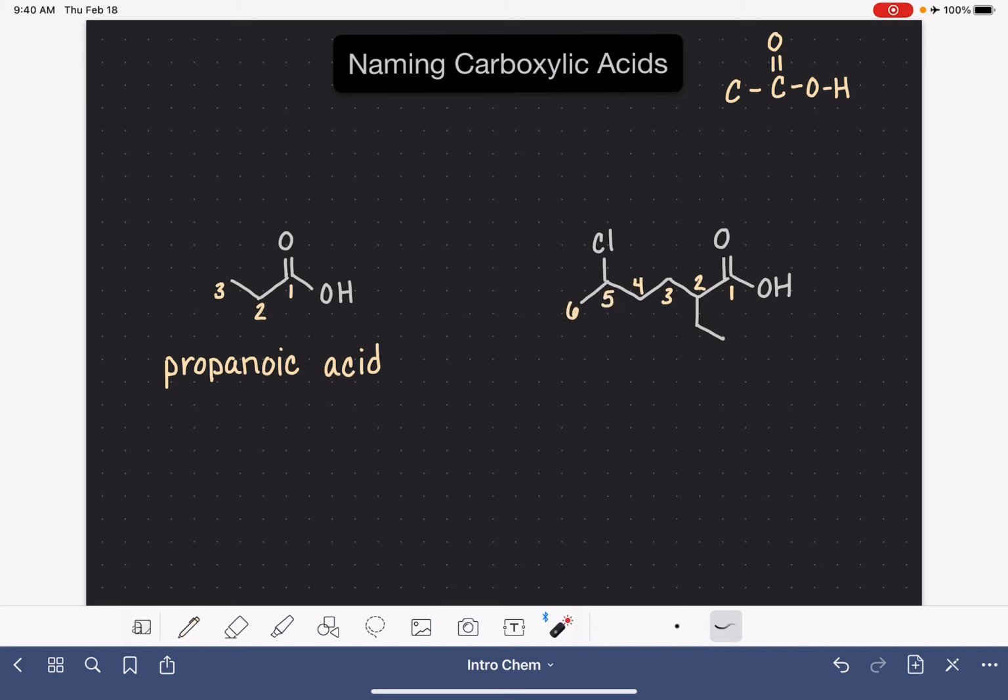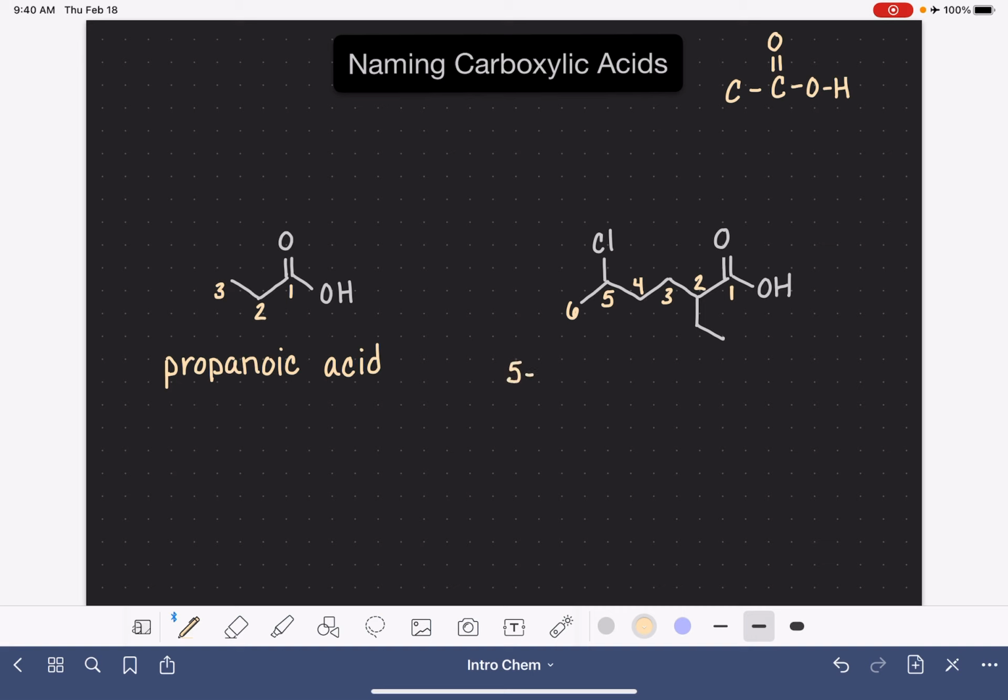This example does have substituents on it. There is a chlorine, and then there's also this ethyl group. Remember that these get named alphabetically. So chlorine, which starts with a C, versus ethyl, which starts with an E. The chlorine is going to come first in the name. We're going to say the location of the chlorine. It's located on carbon number 5.